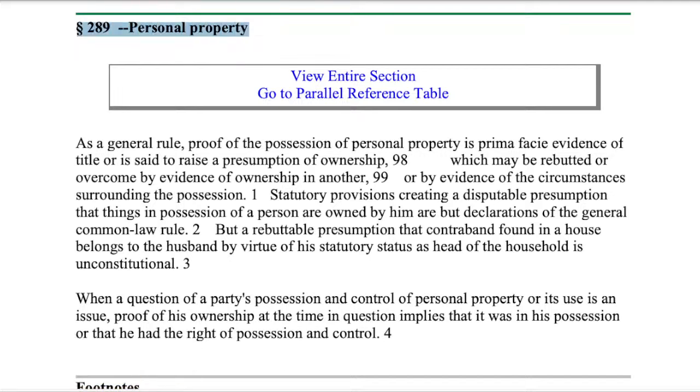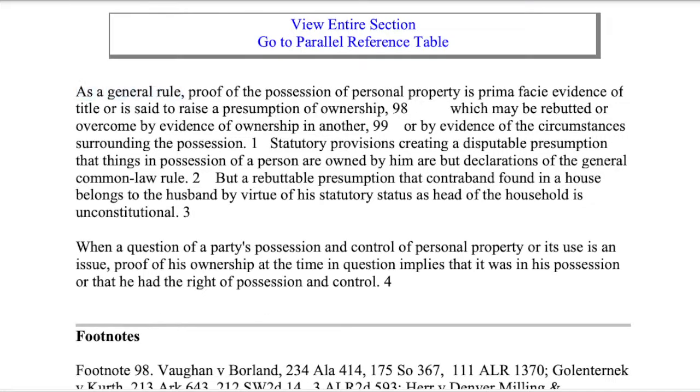We're on to section 289, personal property. As a general rule, proof of the possession of personal property is prima facie evidence of the title or is said to raise a presumption of ownership, which may be rebutted or overcome by evidence of ownership in another or by evidence of the circumstances surrounding possession. Statutory provisions creating a disputable presumption that things in possession of a person are owned by him are declarations of the general common law rule. But a rebuttable presumption that contraband found in a house belongs to the husband by virtue of his statutory status as head of the household is unconstitutional.